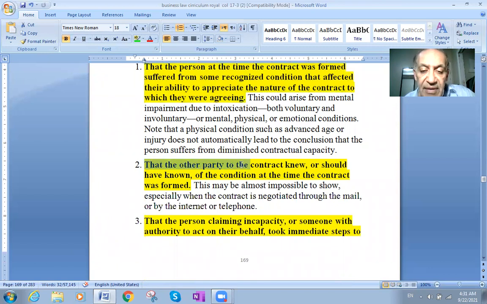Second, that the other party to the contract knew or should have known of the condition at the time the contract was formed. He knew, at the time the contract was formed, that the other party is suffering from mental illness.